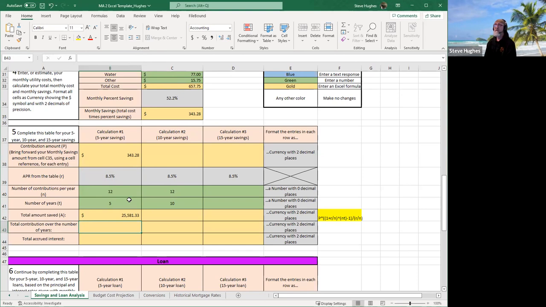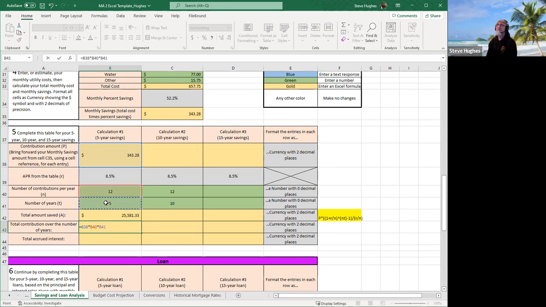All right. Over a span of 5 years, making a monthly payment of $343.28. All right, what are my total contributions? I'm going to make a payment every month, right? Every month I'm going to make a payment for 12 months per year for 5 years. So multiply those together equals my payment times the number of months per year times the number of years.